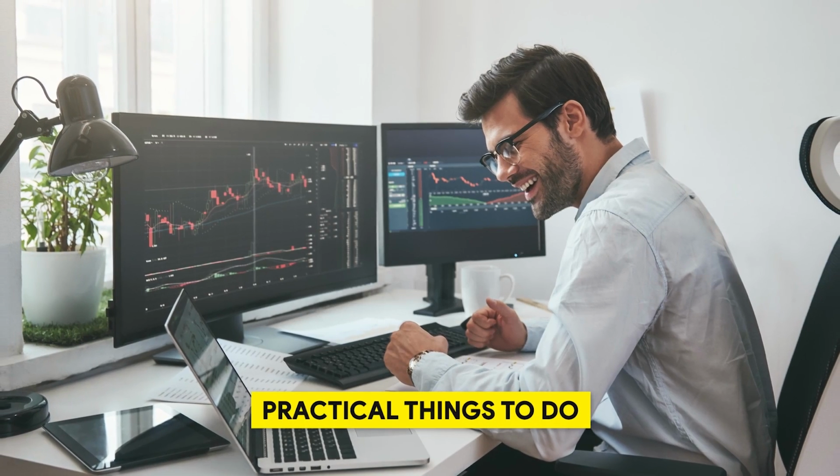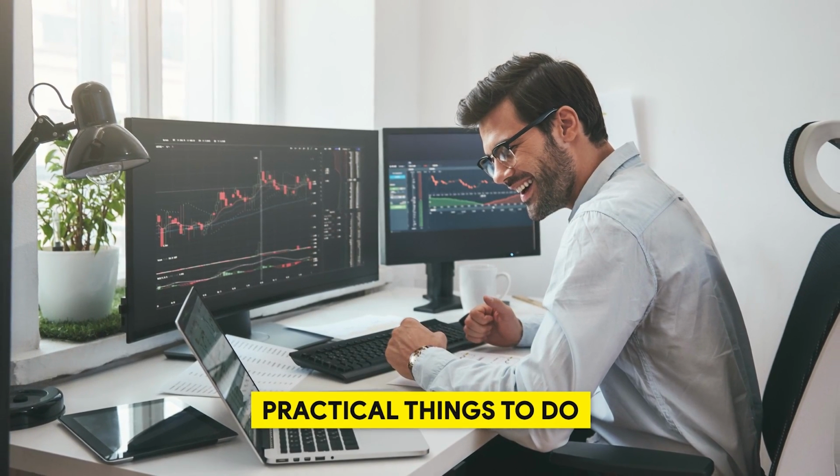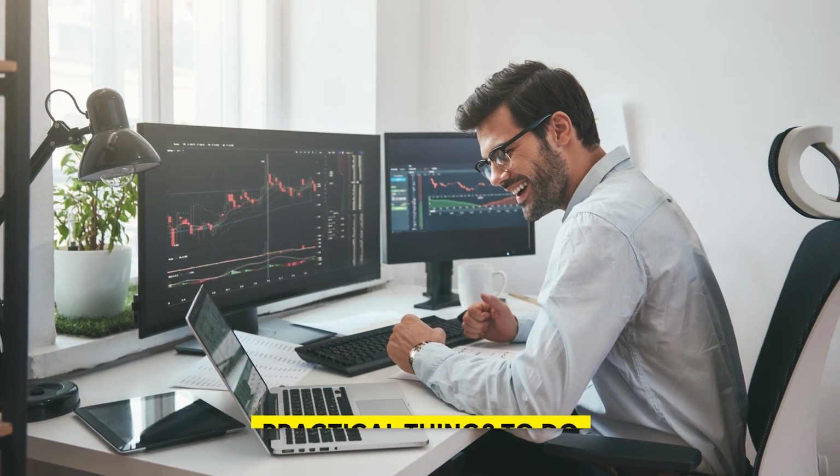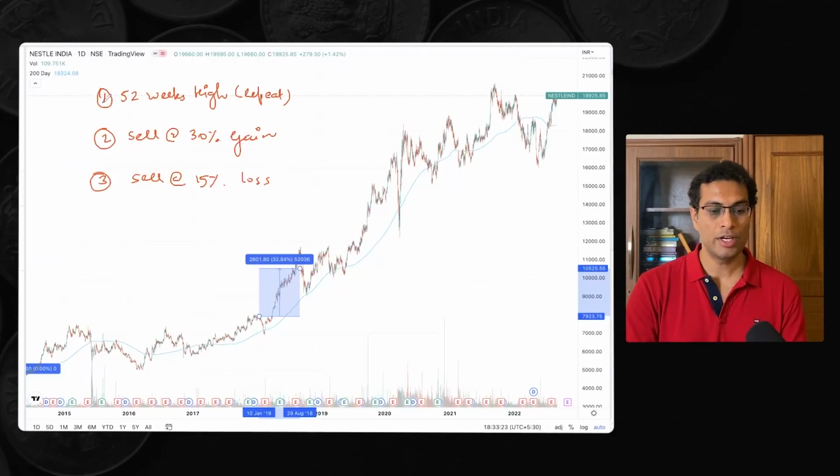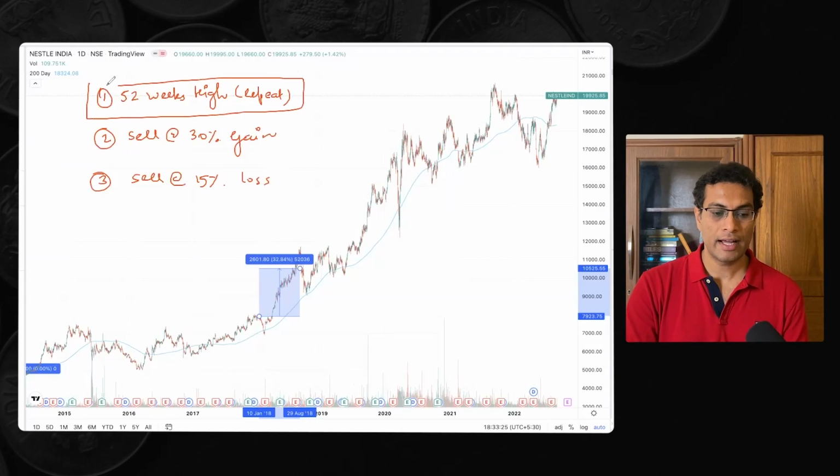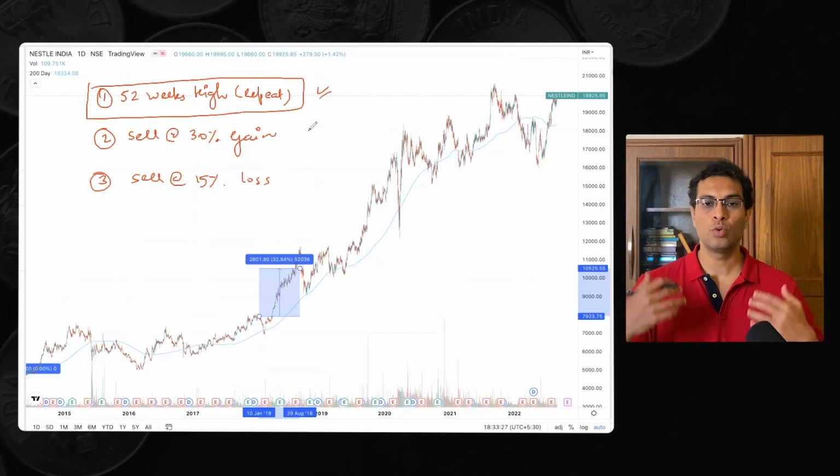So now let me help you simplify the framework: what are the practical things that you need to do in order to execute this strategy and make money from it. Let me very quickly explain the setup of this strategy. First and foremost, you need to identify whether the stock is trading at its 52-week high.